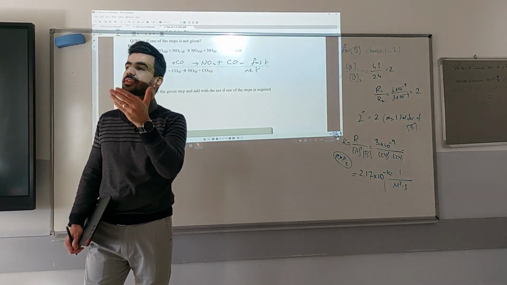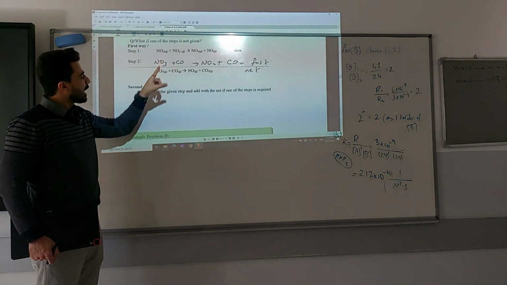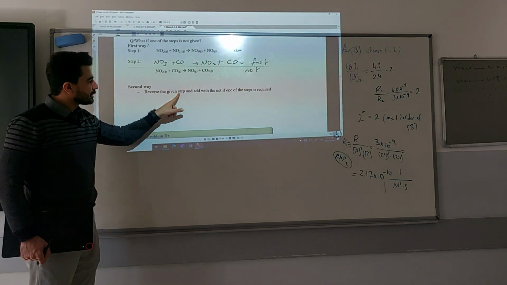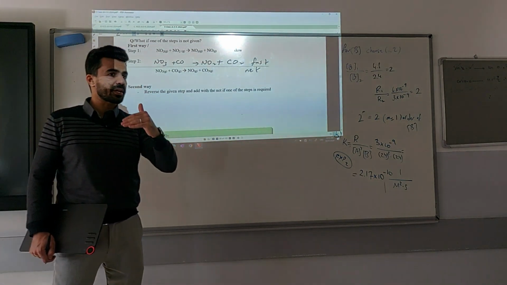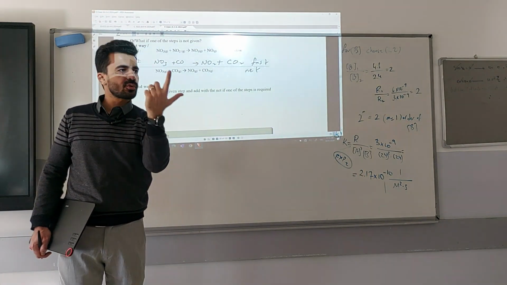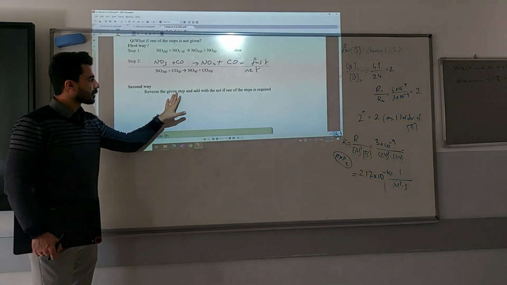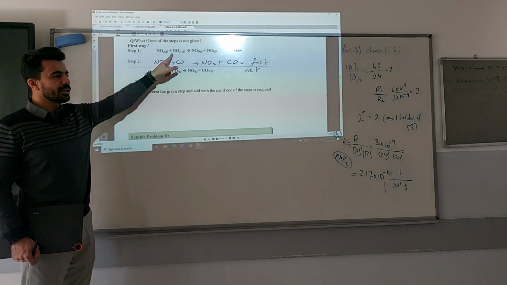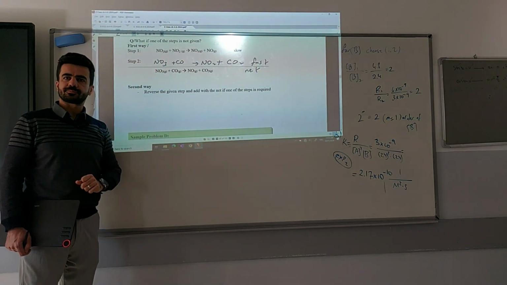Then how can we make this one easier? Again, same question. I'm going to say, if one step is given, it doesn't matter whether it's slow or fast. It doesn't matter, okay? If the fast is given, if the slow is given, same logic, same solving. Now, which step is given in here? Slow step is given. I'm going to say, reverse the given step.